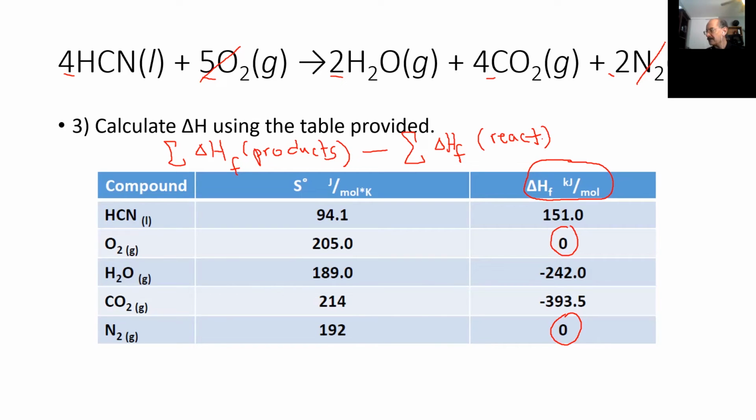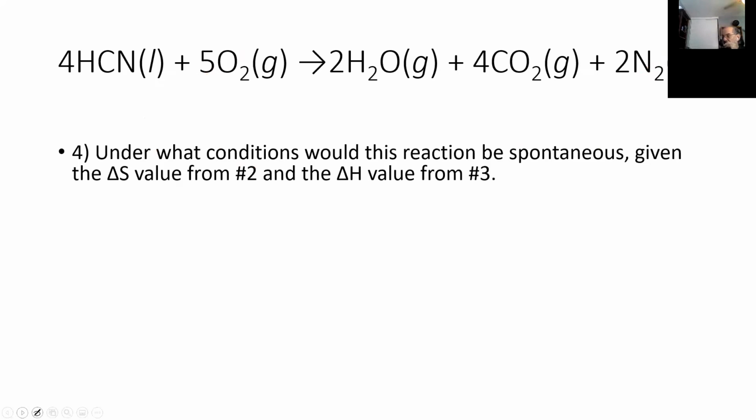I don't have the values here. I'm going to let you figure it out. If you want, later on I can post an actual file with the total answers. I'm just trying to walk you through the procedures here. Okay, so let's see. Find my cursor. There we go. Okay, so let's ask the question. I guess the question we're going to ask here is, under what conditions would this reaction be spontaneous?